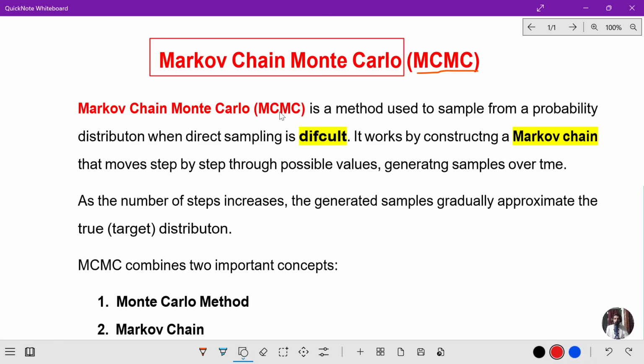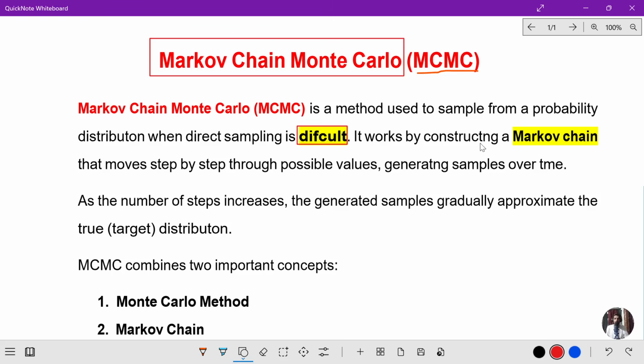Markov Chain Monte Carlo is a method used to sample from a probability distribution when direct sampling is difficult. When direct sampling is difficult, we use this method, which is called MCMC. It works by constructing a Markov chain that moves step by step through possible values and generates samples over time. How will this MCMC work?